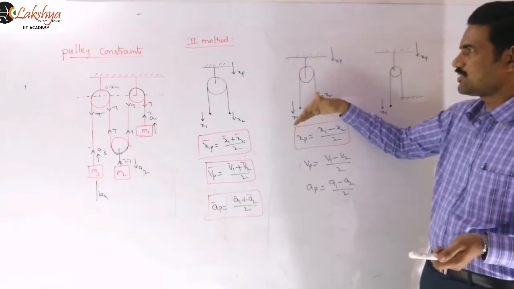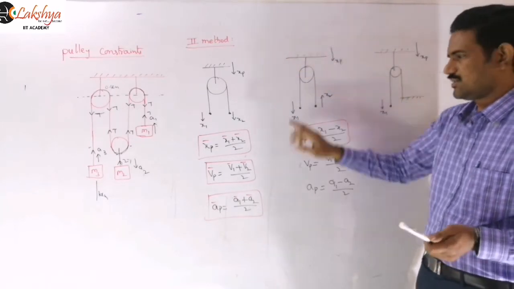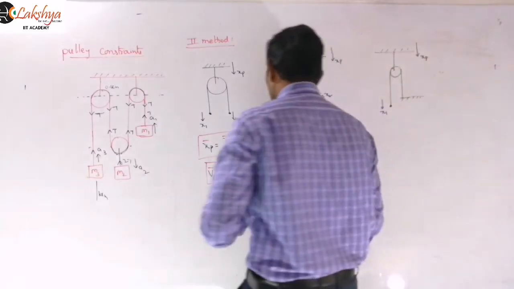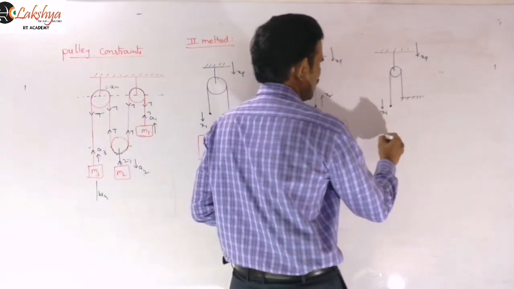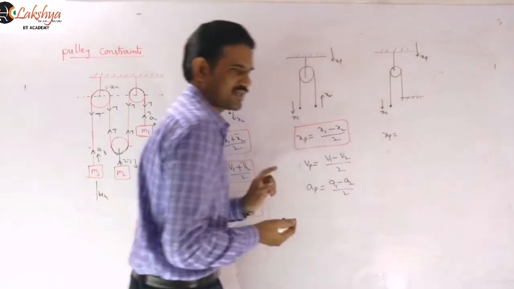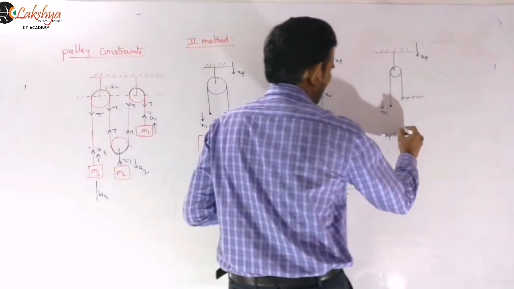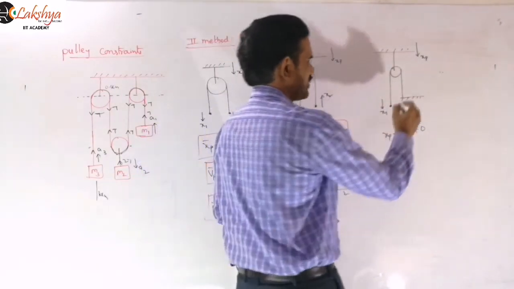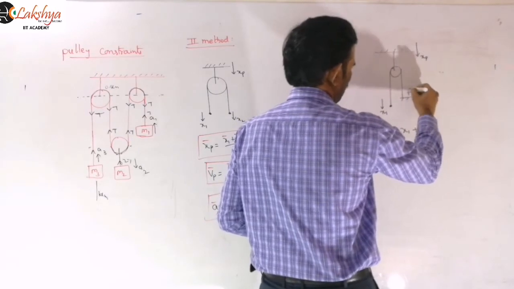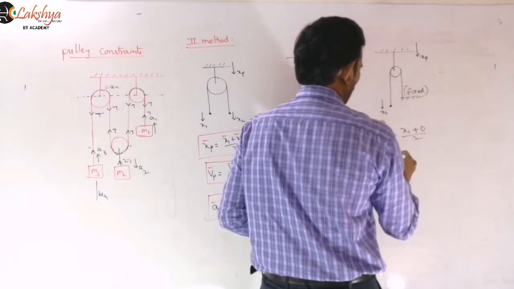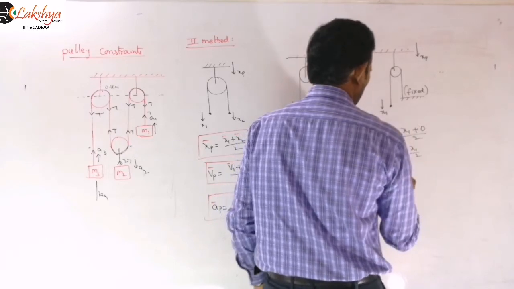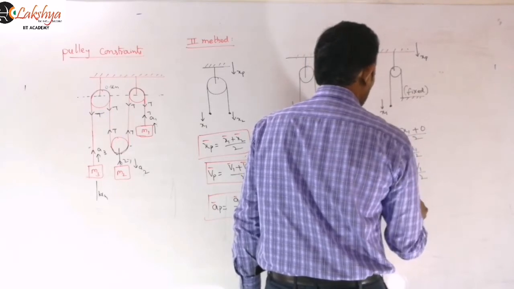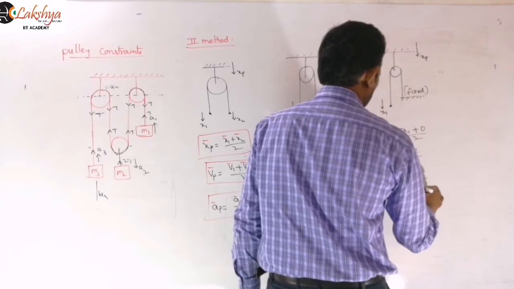So don't confuse how the pulley is moving down. The total arrangement may move or it may be fixed. If it is fixed, then the xp value will be 0. If the pulley is moving, then it gives the displacement of the pulley, or velocity of the pulley, or we can say acceleration of the pulley. Now in this case we need to apply the same formula: xp is equal to x1 plus 0, since the displacement of this end is 0. It is a fixed end. So xp is equal to x1 by 2, and therefore velocity of the pulley is equal to v1 by 2, or acceleration of the pulley is equal to a1 by 2.